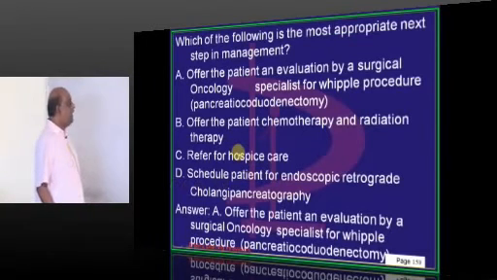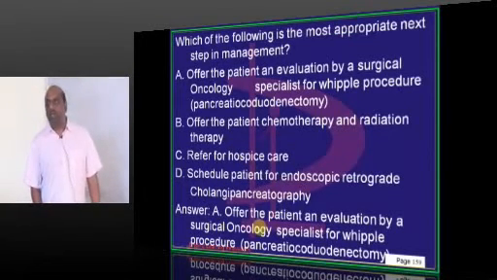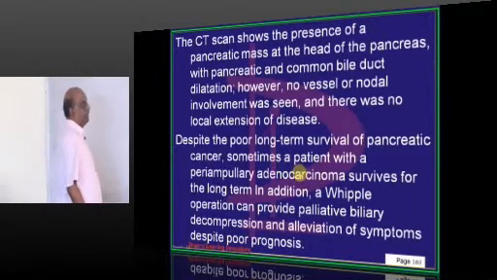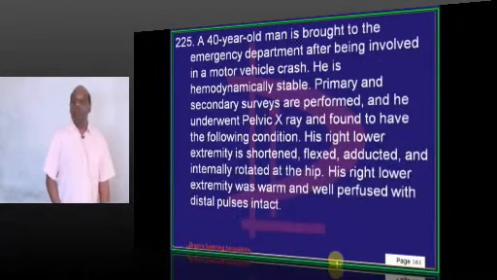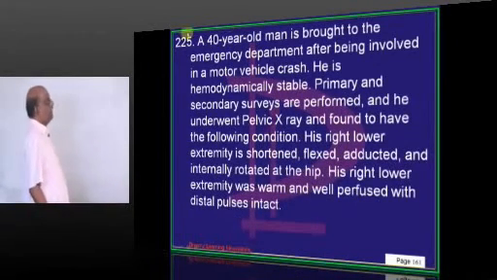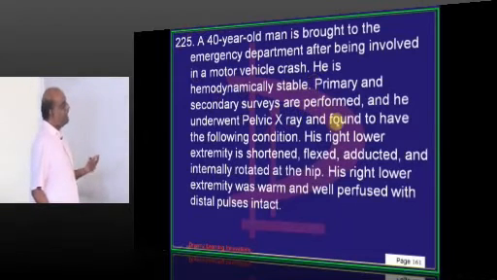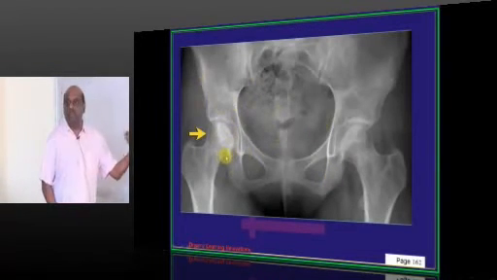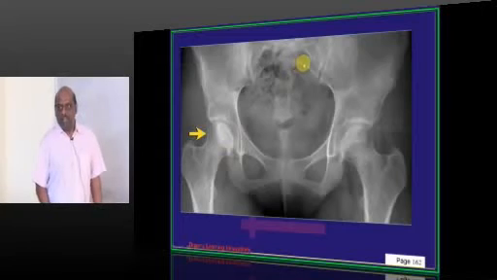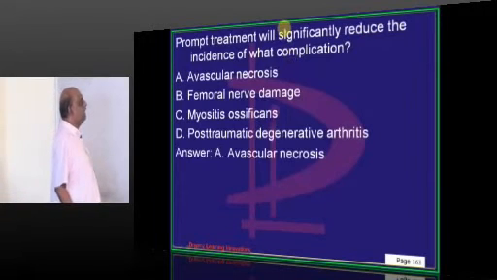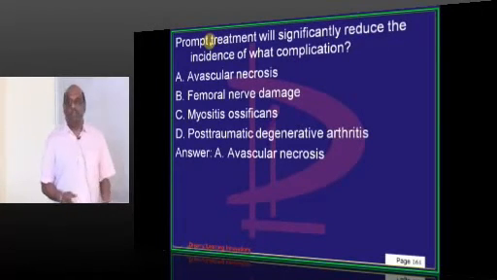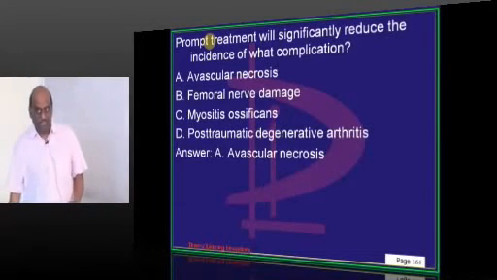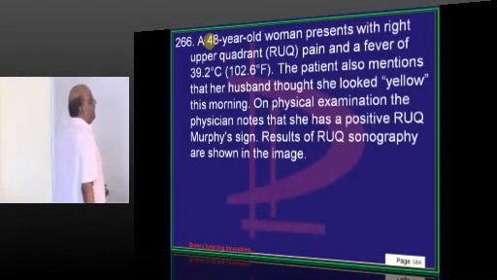So she needs to undergo the pancreaticoduodenectomy, which is the Whipple's procedure, considered to be the most important step in the management. A 40-year-old is brought to emergency in a motor vehicle crash, hemodynamically stable. Pelvic X-ray typically shows the dislocation of the pelvis. A dislocated pelvis, until promptly treated, is at risk of developing avascular necrosis, is what you need to remember.